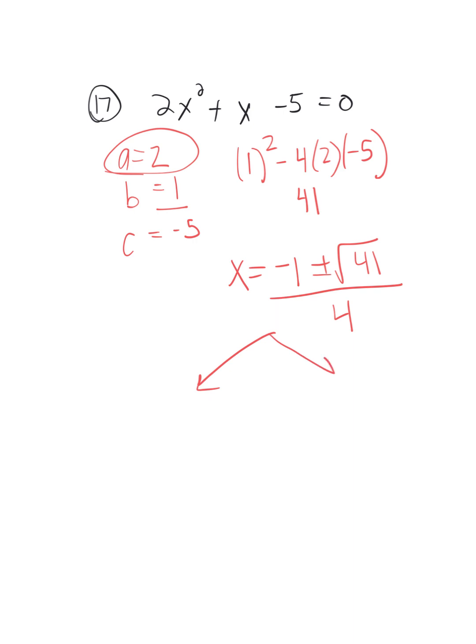I'm then going to go to my calculator, and I'm going to type in that we have negative 1 plus the square root of 41. And then I'm going to divide that by 4 and round to 2 decimal places. So I'm going to have 1.35. And then I'm going to go and do negative 1 minus the square root of 41 and divide that by 4. And that is going to give us negative 1.85.